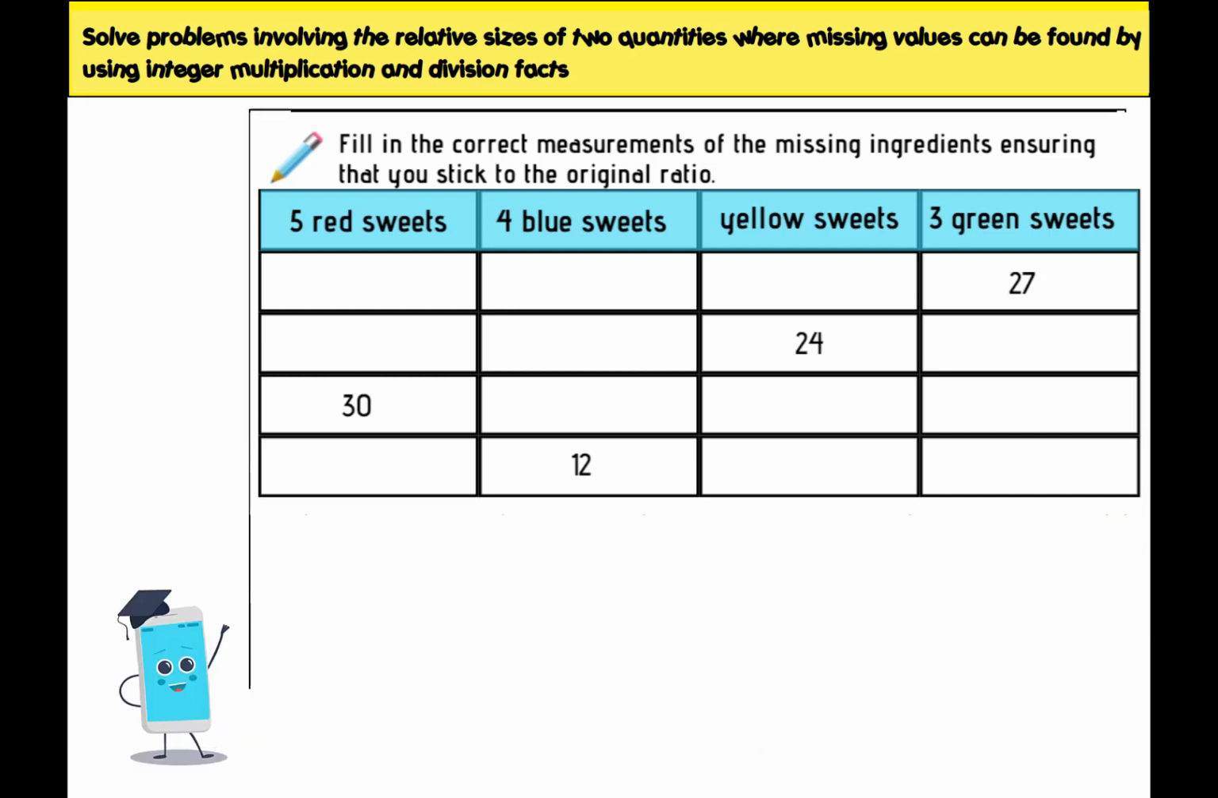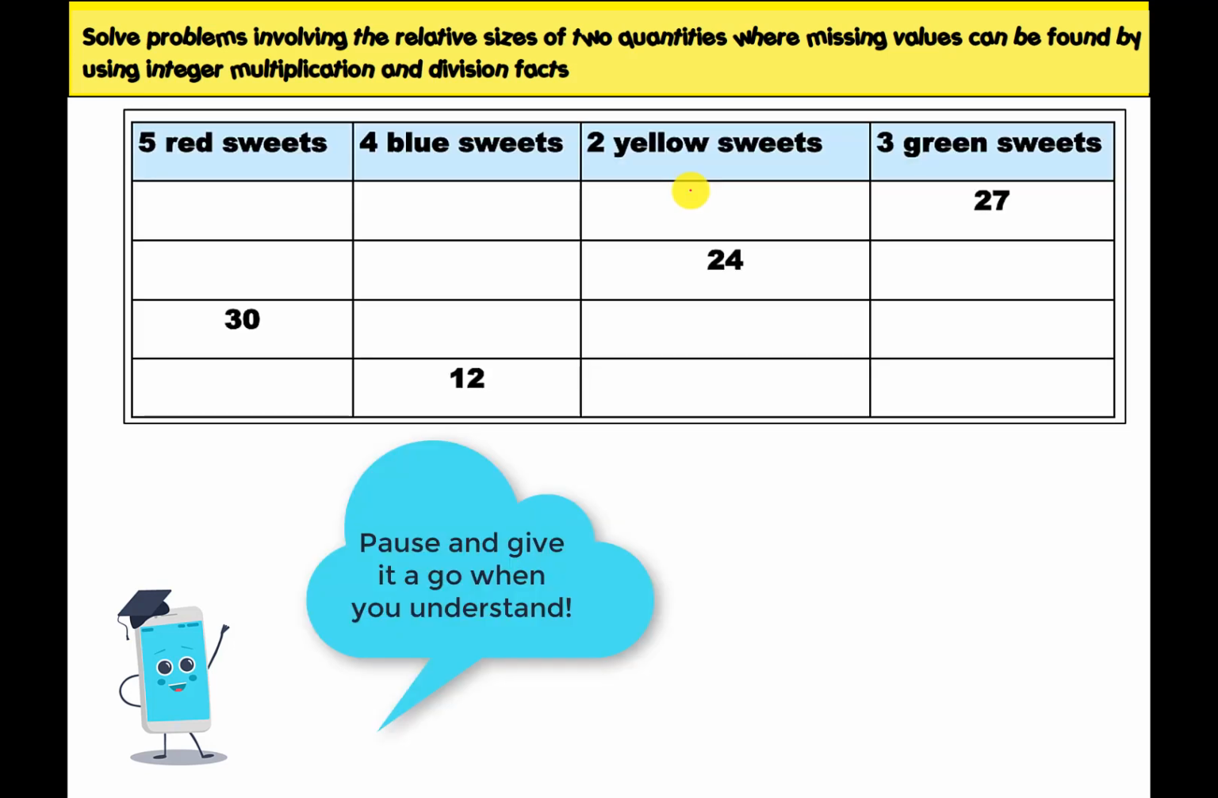In this activity, we're thinking about applying our ratio to real things like sweets or ingredients. I'm going to work through the activity on your worksheet. So if you want to have a go independently, pause or skip this part of the video. If you want to work through with me and maybe pause when you feel confident, then you can pause at any time you feel that you're ready to have a go on your own. So in this table, my heading is telling me my ratio. For every 5 red sweets, I have 4 blue sweets, 2 yellow sweets and 3 green sweets.